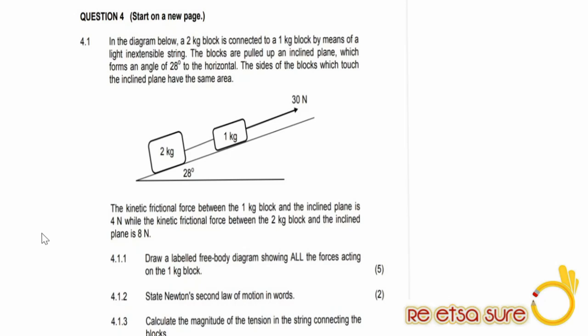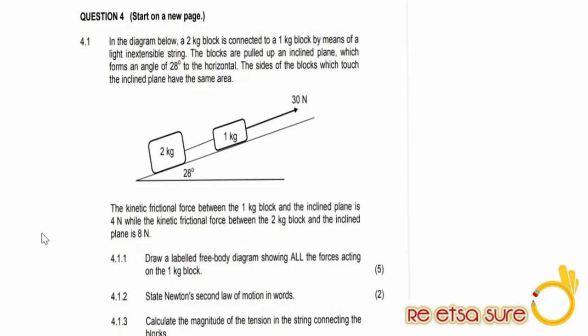Okay, so meaning we are provided with 2 blocks. As you can see, we are having the 2 kg block that is connected to the 1 kg block. So the type of force that we are having between the 2 kg block and the 1 kg block is the tension force. And then on the 1 kg block we are having the applied force, of which the magnitude of our F applied in this situation is 30 Newton up the incline. And then the angle that is given on our diagram is 28 degrees. That is the angle that is provided.